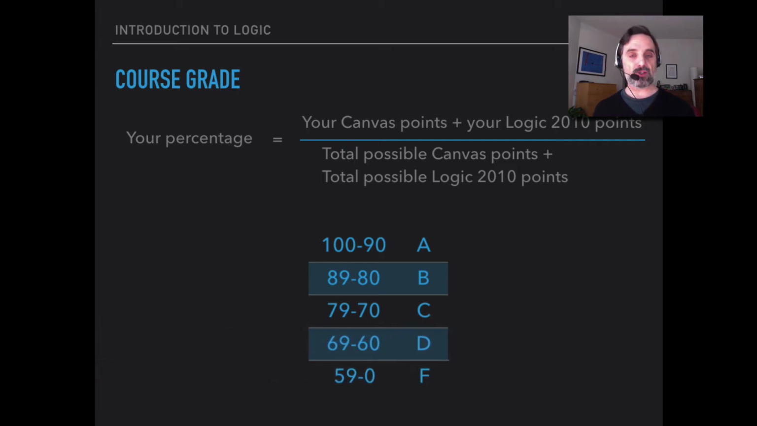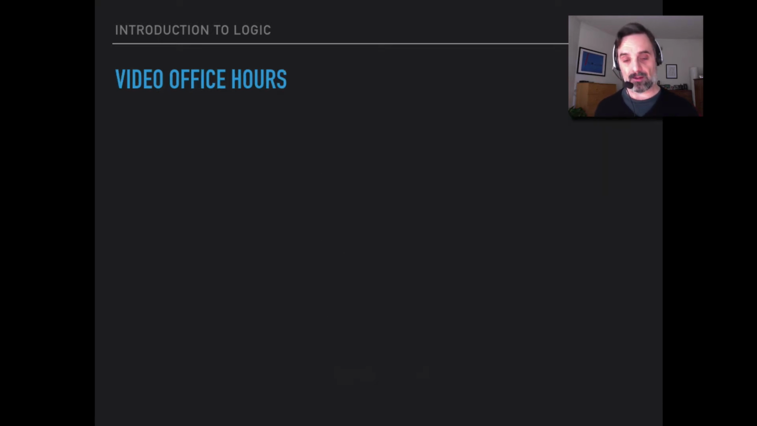Then your percentage translates into a letter grade on this sort of traditional scale. So 100 to 90 is an A, 89 through 80 is a B, 79 through 70 is a C, 69 through 60 is a D, and 59 through 0 is an F. I don't expect to be assigning any of those, but there they are, and that's how they're assigned.